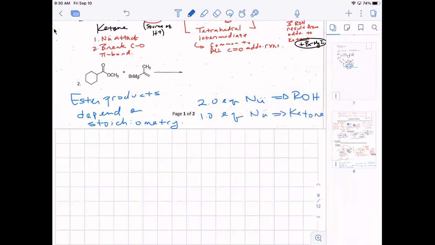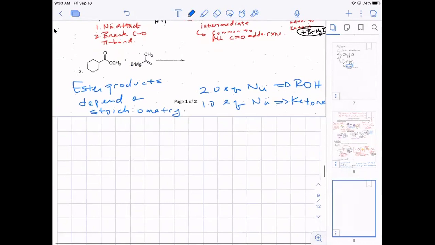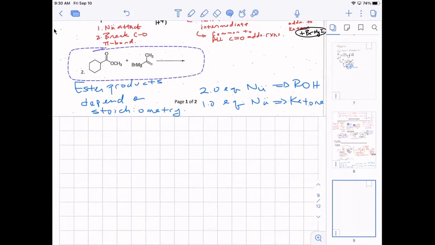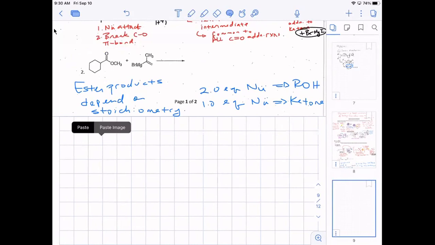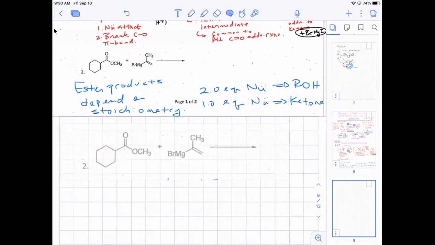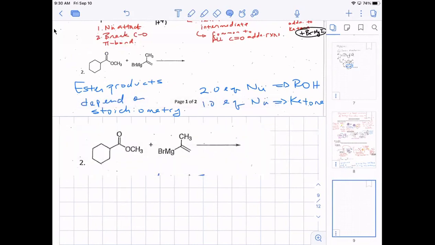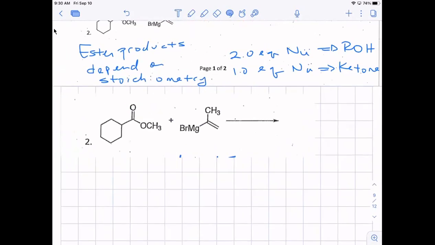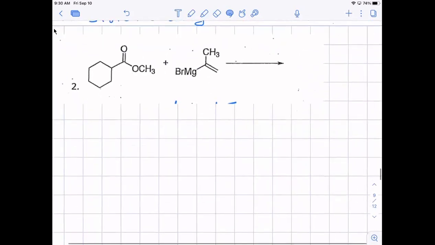Depending on the stoichiometry, that's going to determine what you have in the product. Right, so let me cut this out so I can show you both. All right, so you have your ester here, right? And so we're going to go through the mechanism.